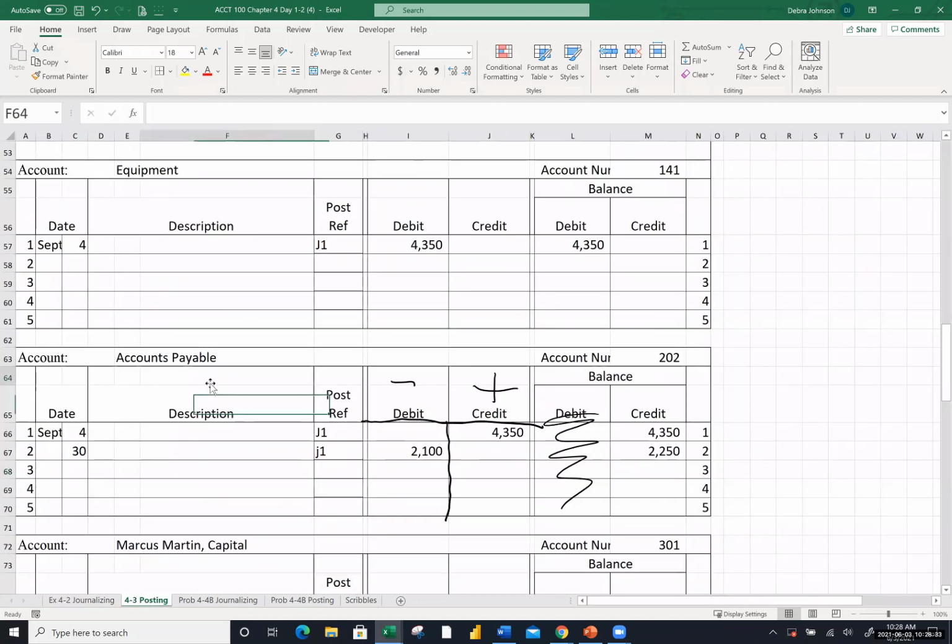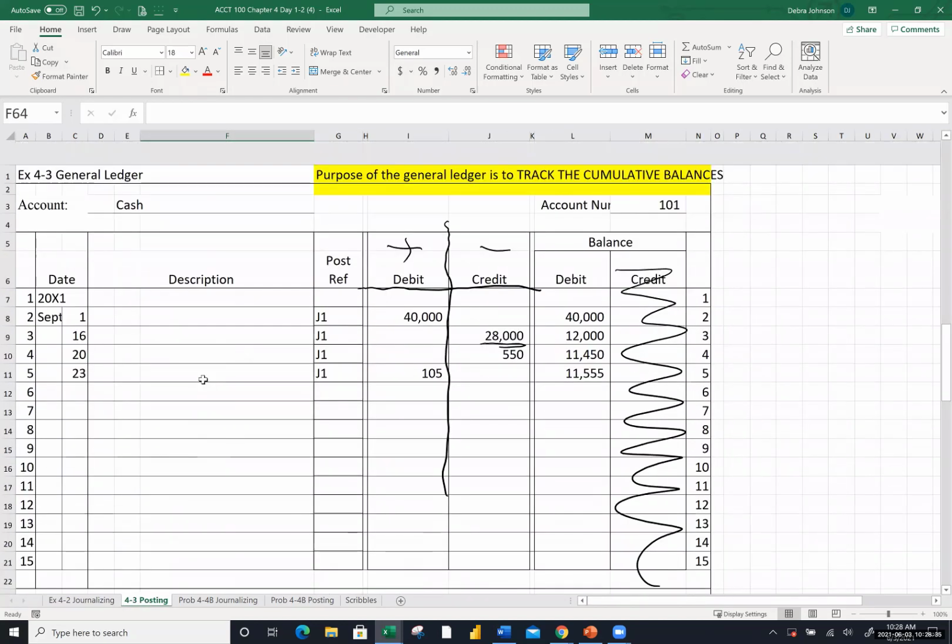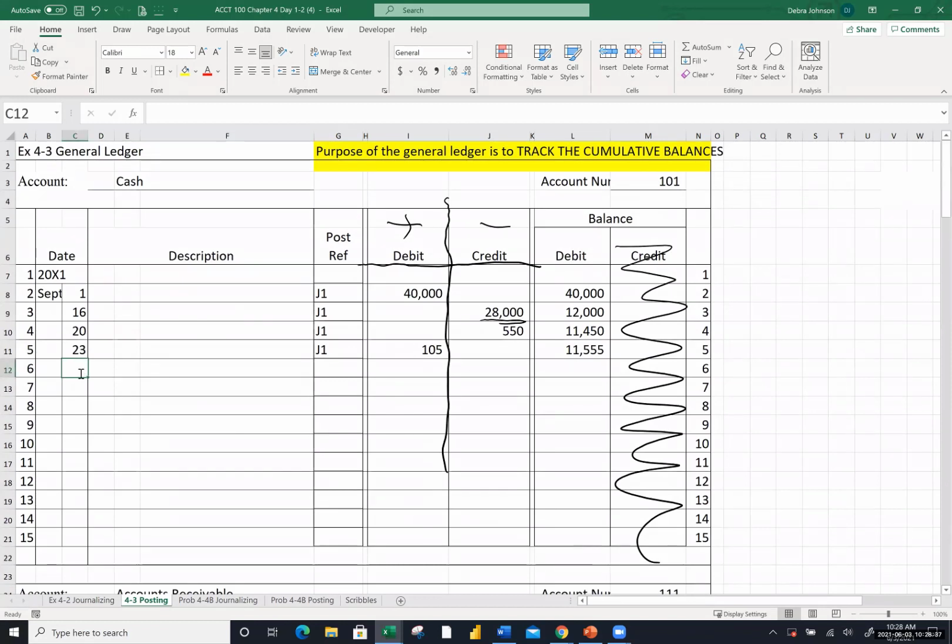So let's go back up here to my cash account, drop in the date. Cash was credited for 2100. That would bring my cash account balance down like a T account, when we credit things, that brought our balance down. So my balance is going to be 11,555 minus 2,100. Giselle, I hope you're checking, make sure I don't switch any numbers around.